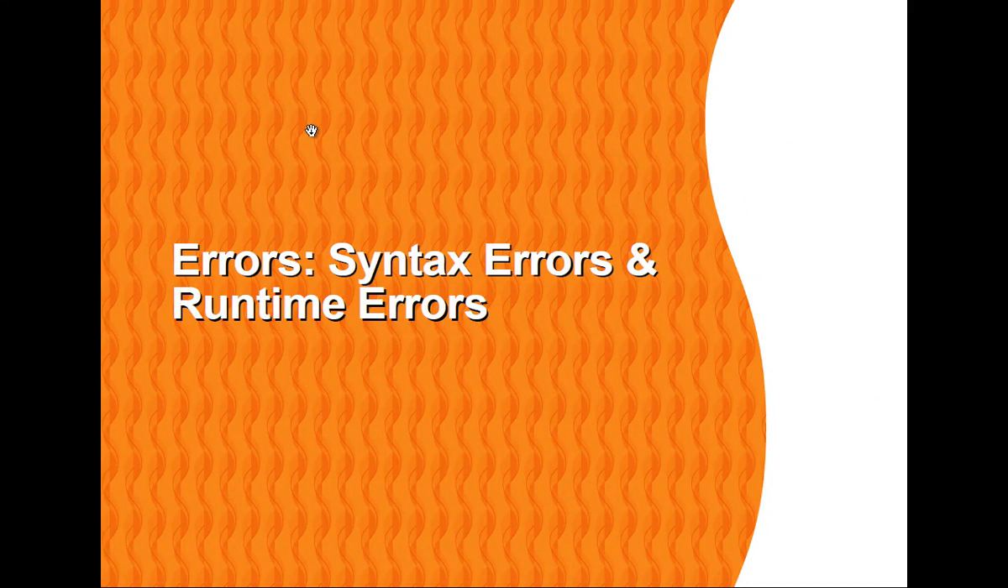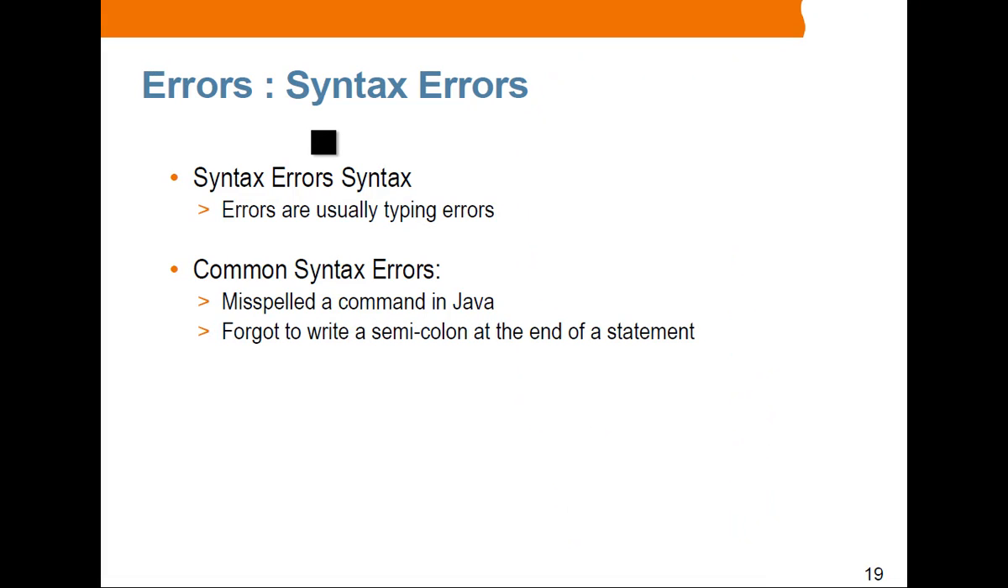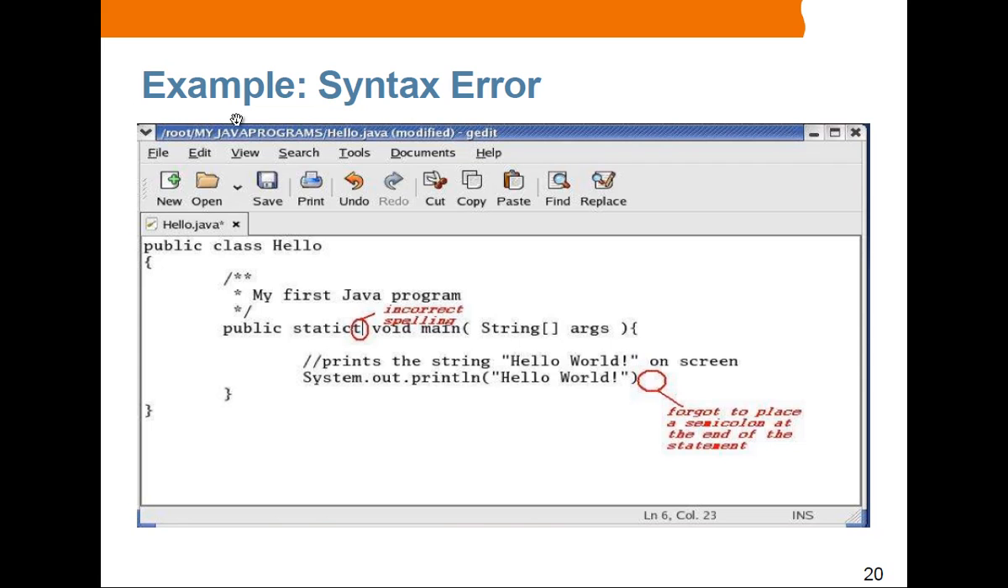All right, errors: syntax errors and runtime errors. I actually talked about this a little bit. Syntax errors are errors that are detected at compile time. Typically, syntax errors are typos, like a misspelled command in Java, or forgetting to write a semicolon at the end of a statement. In Java, every statement should end with a semicolon, so if you forget it, that is a syntax error. These are the syntax errors.